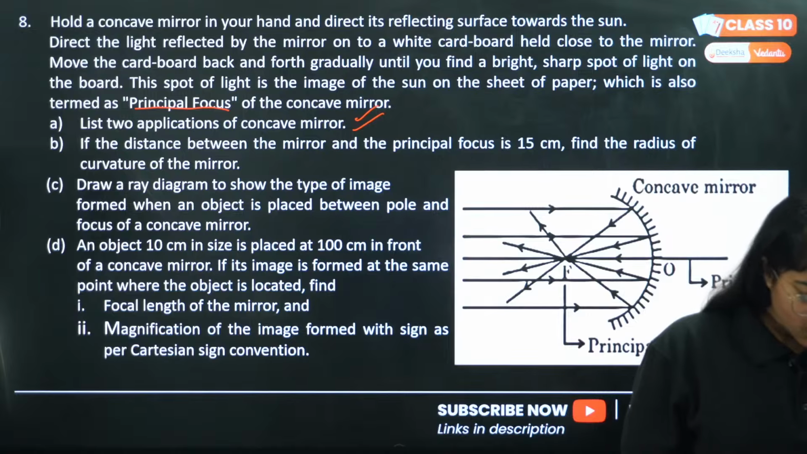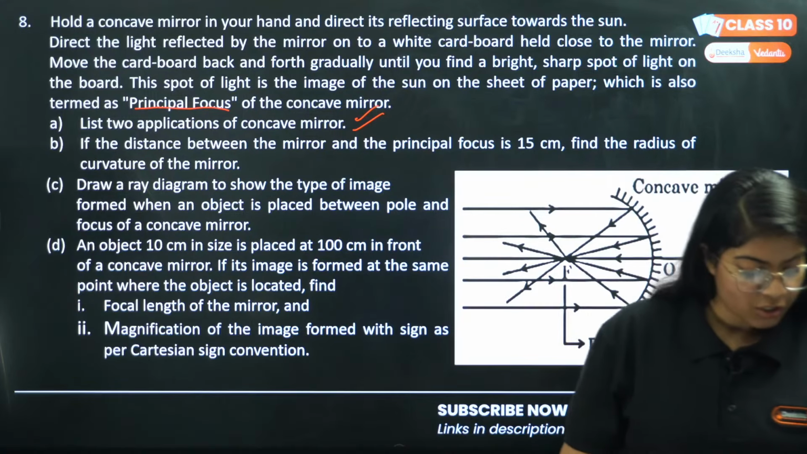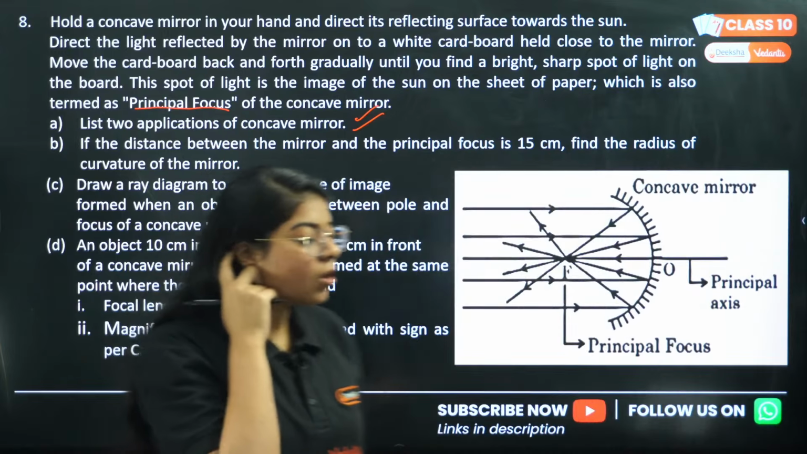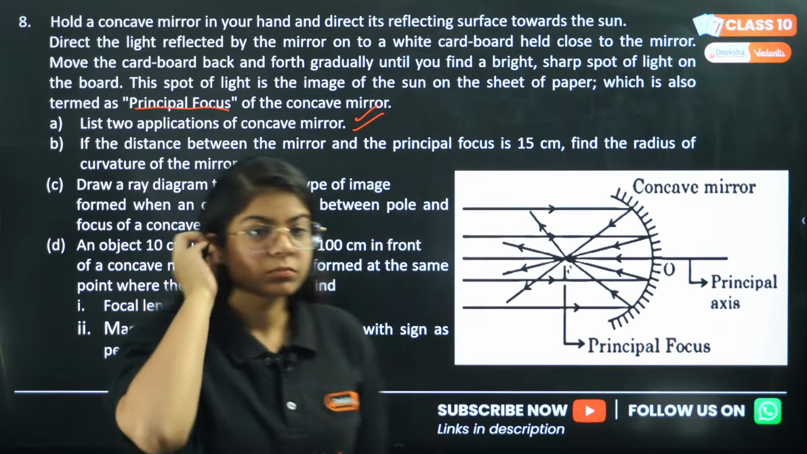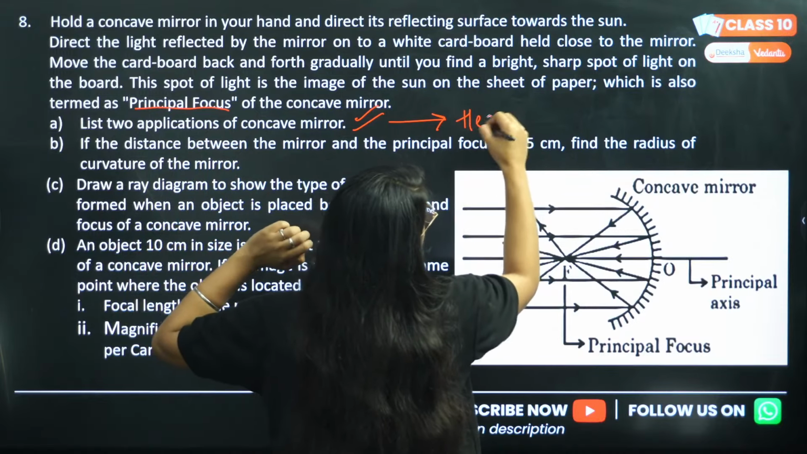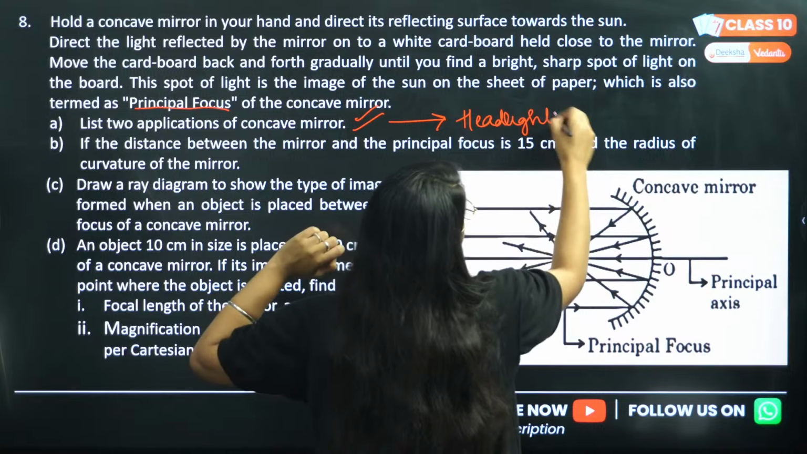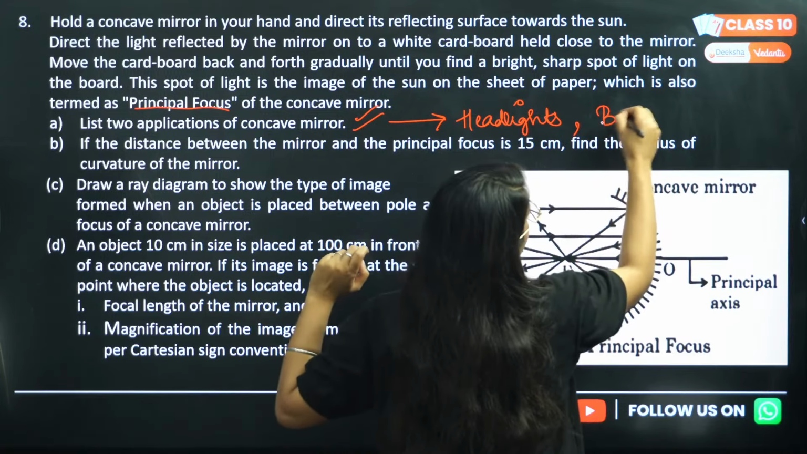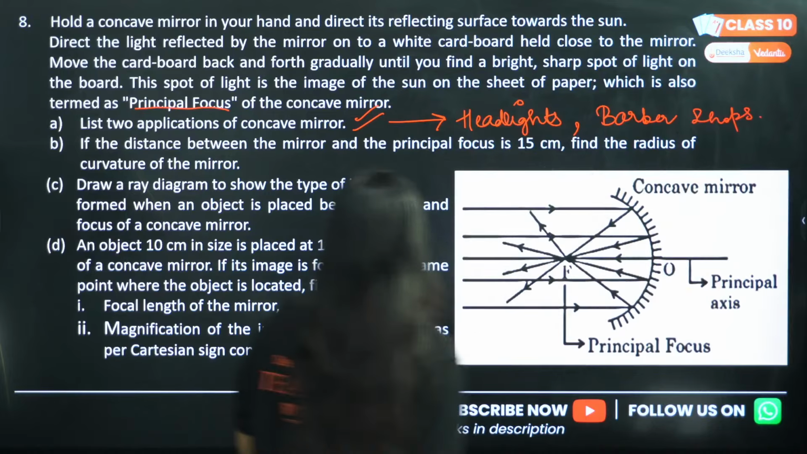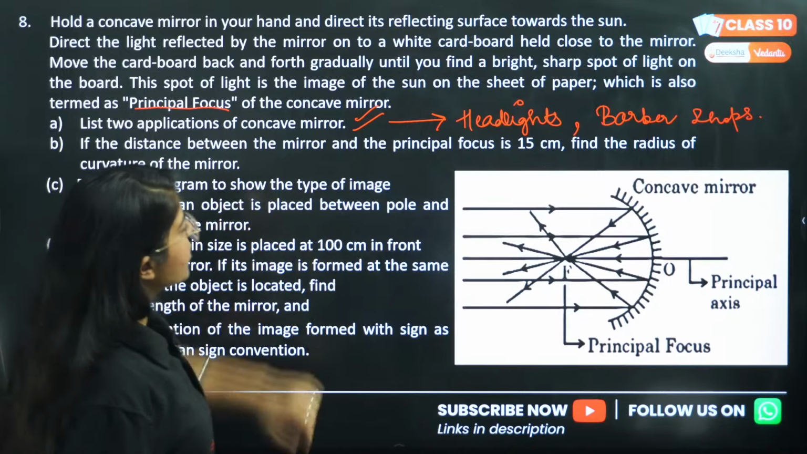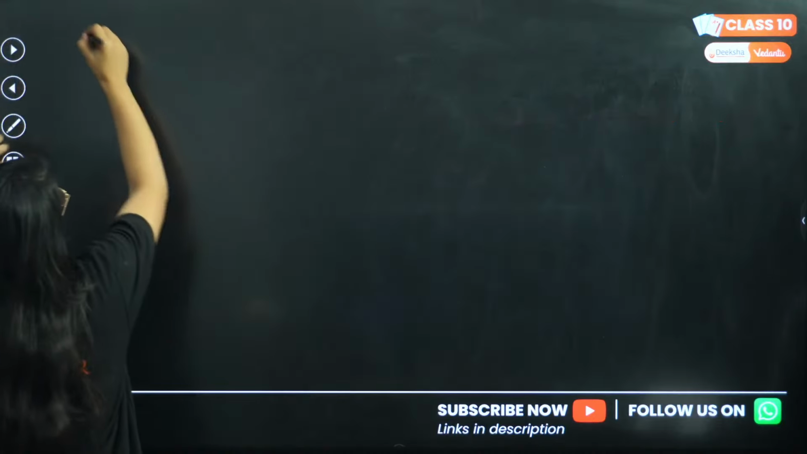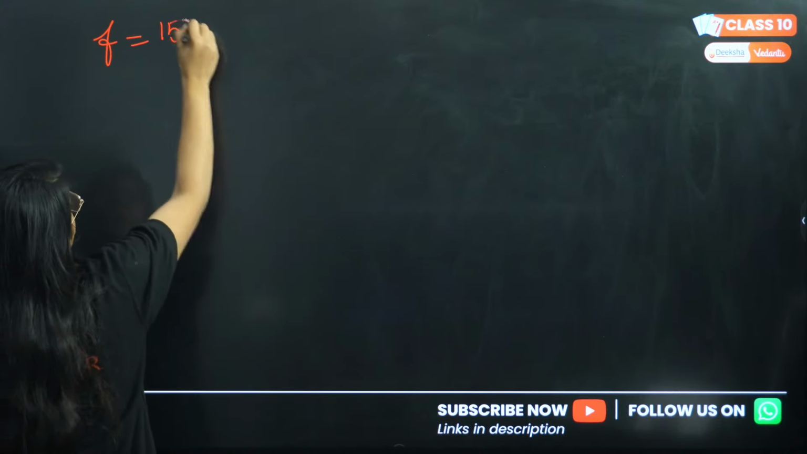Always parallel. See, applications. You need to tell me the applications of concave mirror. That is where the concave mirror is actually being used. We can say that concave mirror is used in headlights of vehicles, and it's used in barber shops. So these can be 2 applications. Correct? Next, if the distance between mirror and principal focus is 15 centimeter, find the radius of curvature of the mirror. So my focal length is 15 centimeter.